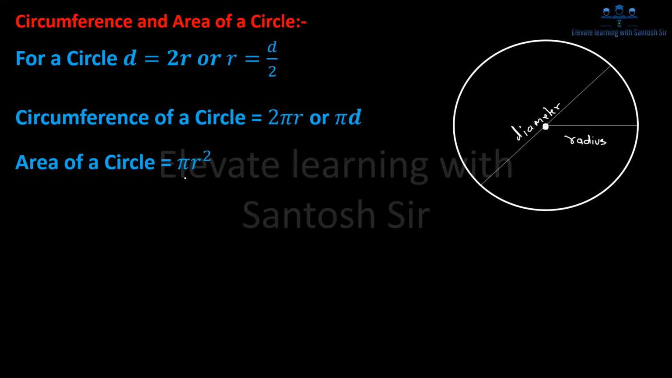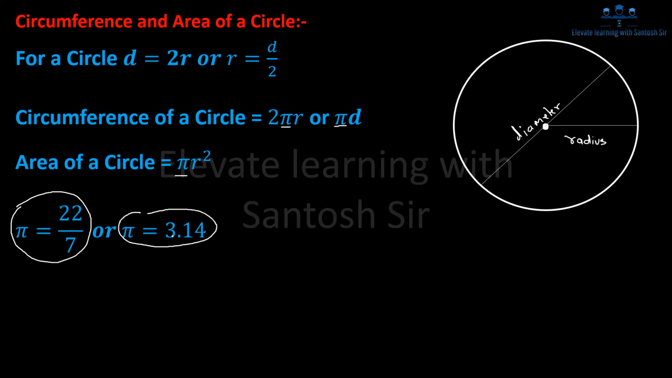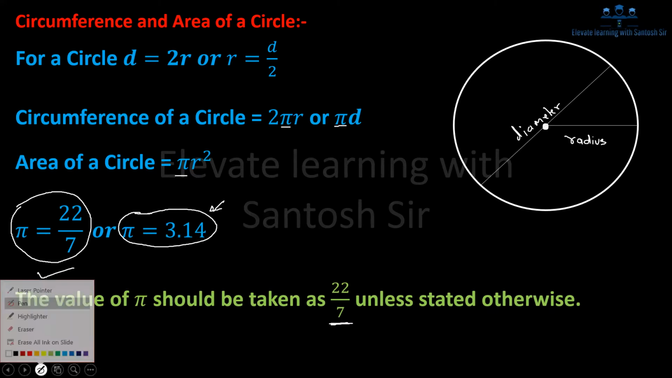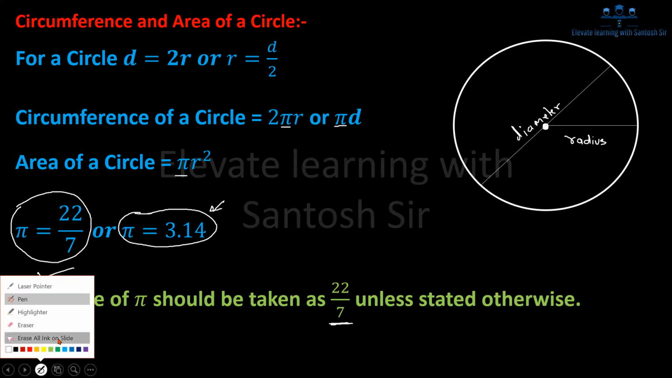Now, what is pi? Children, pi is a constant which has 2 values. One of the values is 22 upon 7 and the other value is 3.14. Until and unless it is specified in the question, we cannot take the value of pi as 3.14. We can only take it as 22 upon 7. If the question specifies to use the value of pi as 3.14, only then you will use it, or else you will use 22 upon 7.